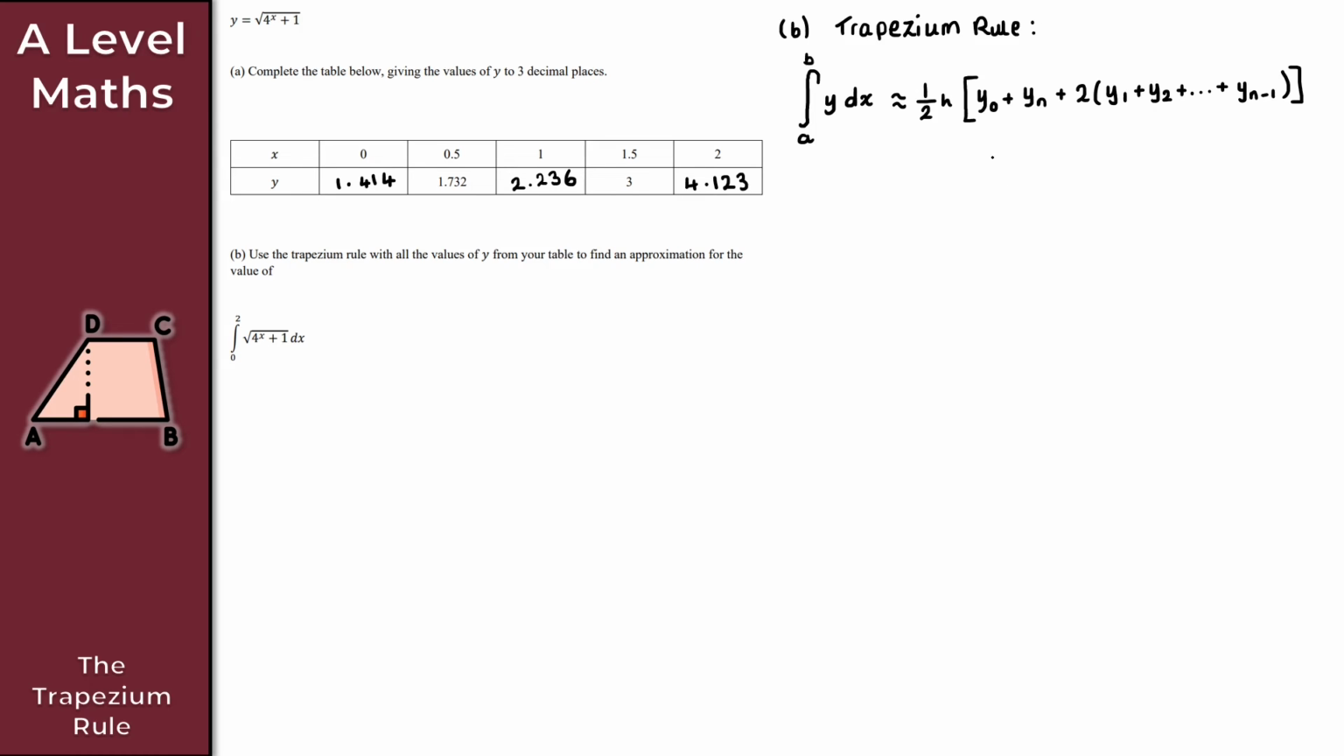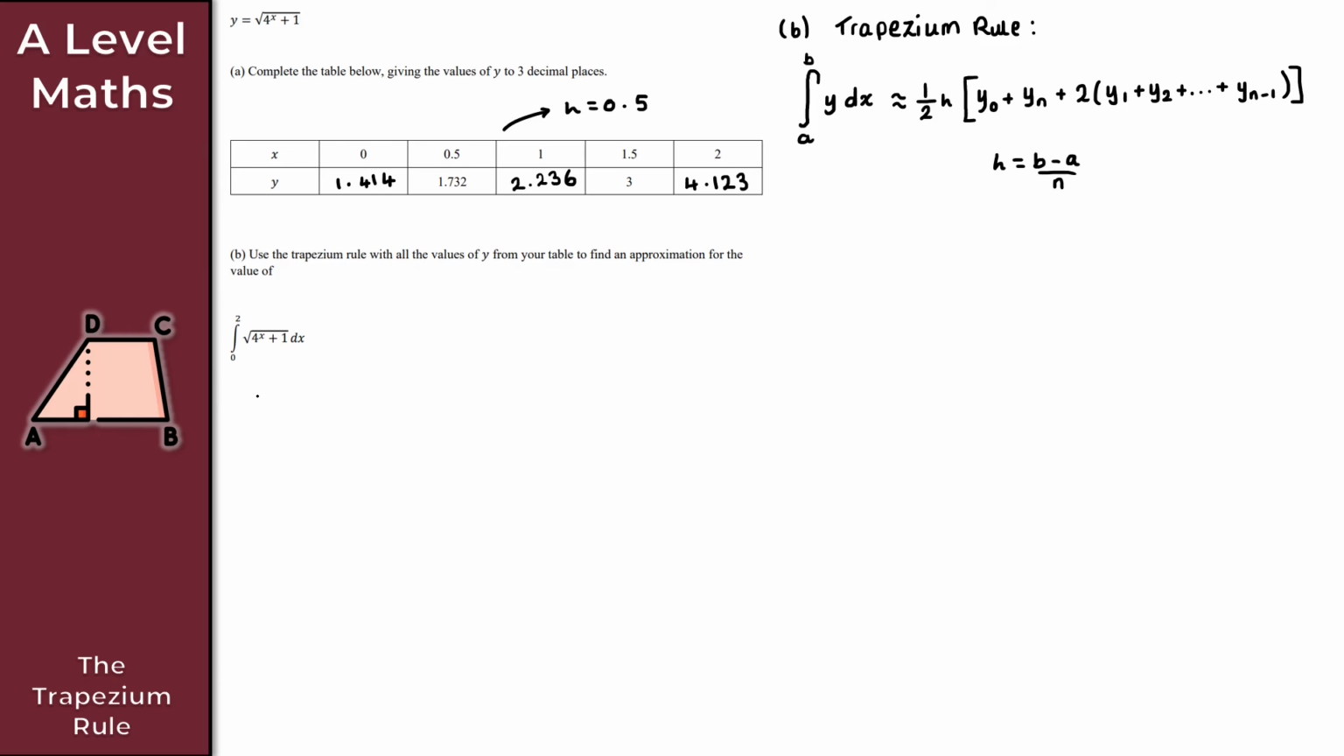And don't forget as well that h is equal to b minus a over n. Okay? And h here is actually just the difference in our x values. So for this question here, h is just simply 0.5. Okay? We'll make a note here that h is equal to 0.5 there.